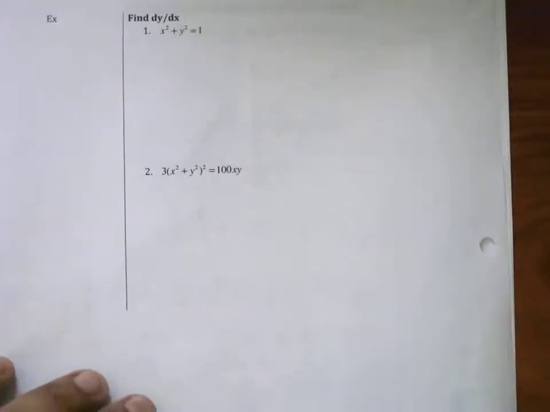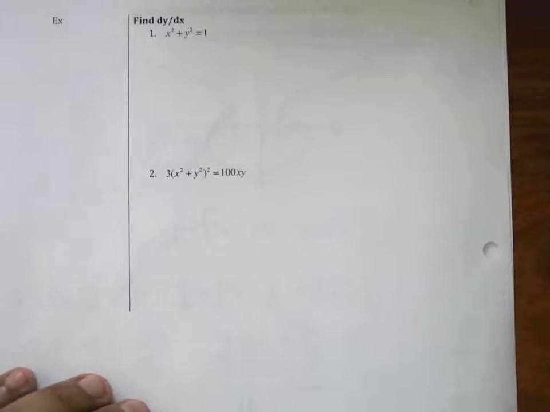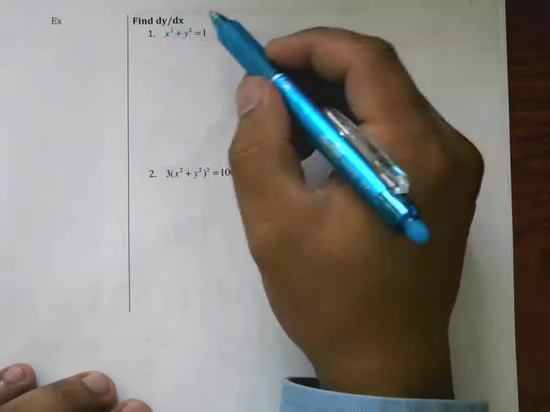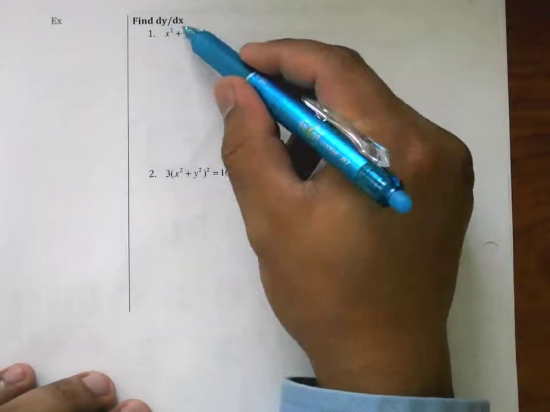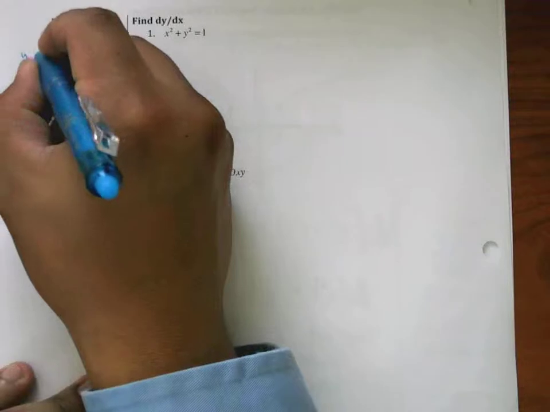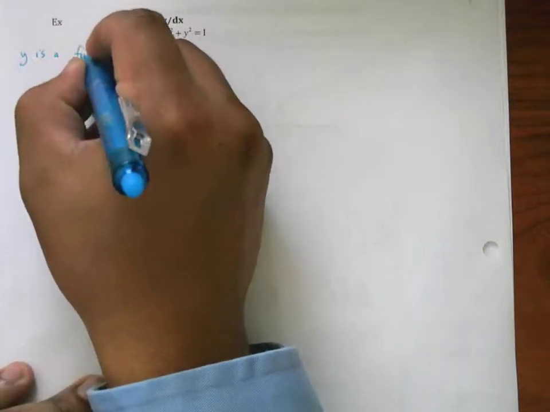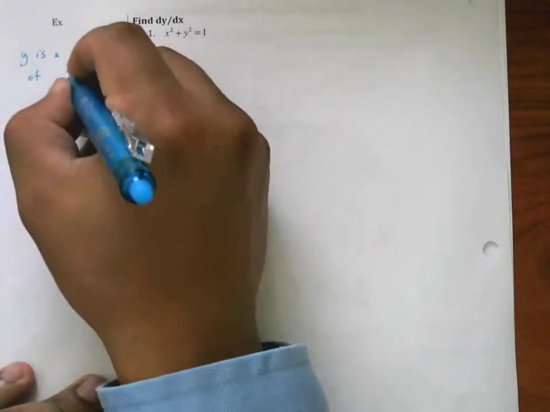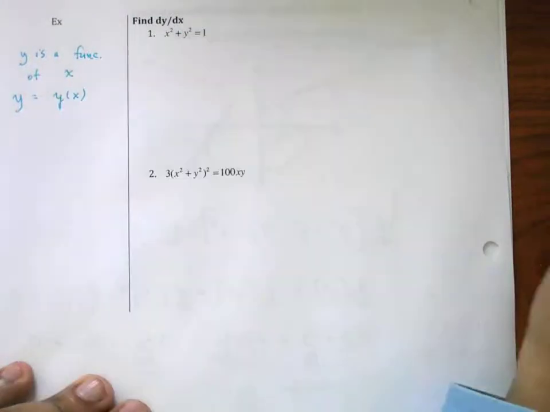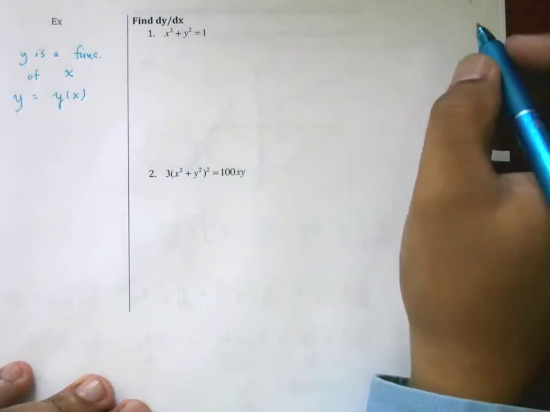Hello calculus students, and welcome to the continuing lesson on taking implicit derivatives. And here we have a couple of examples. Find dy dx, that's the derivative of y with respect to x. So think of this again as y is a function of x. Okay, so y here is really y of x, right? And we're trying to find the derivative of this.